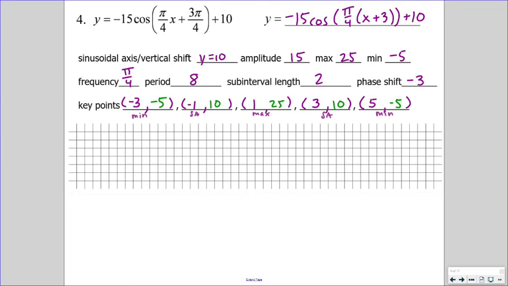Okay, so here's the table. Our sinusoidal axis shift is y is equal to 10. It's that line, that horizontal line. Amplitude 15, max 25, min negative 5. Frequency is pi over 4. Our period then is 2 pi divided by that, which is 8.